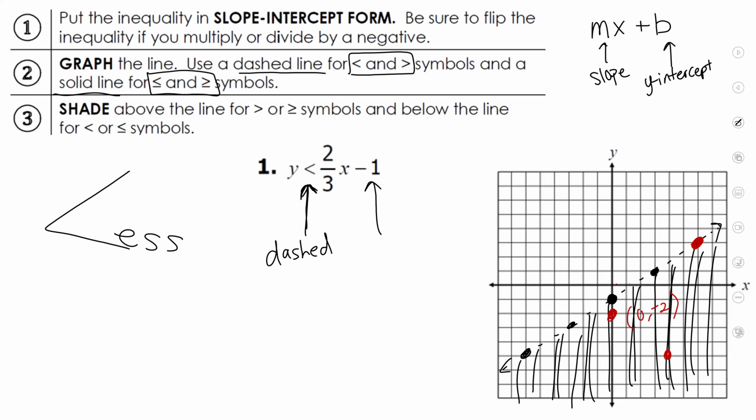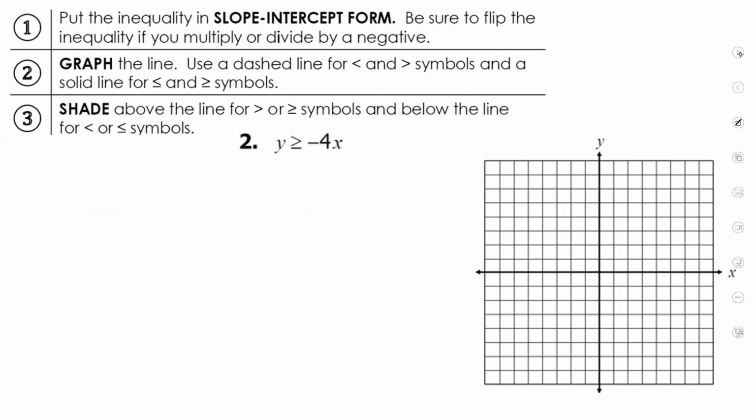So this is point 1, 2, 3, 4, 5, 6. So 6, 3 is not a solution because it's on a dashed line. Okay? Let's try another one. What's my y-intercept here? 0. Start at 0. Your slope is -4. So go down 4 over 1. You can also go this direction, up 4 to the left 1.